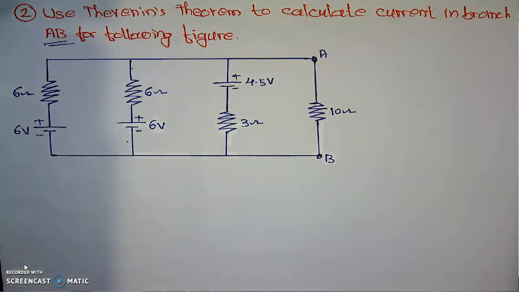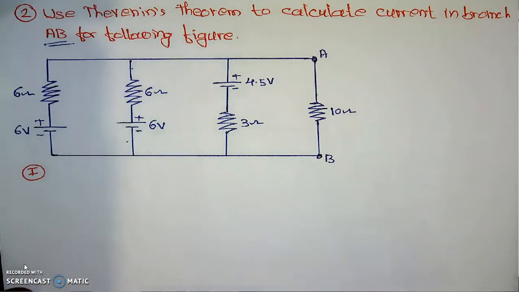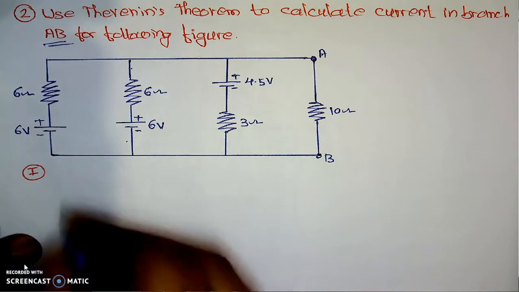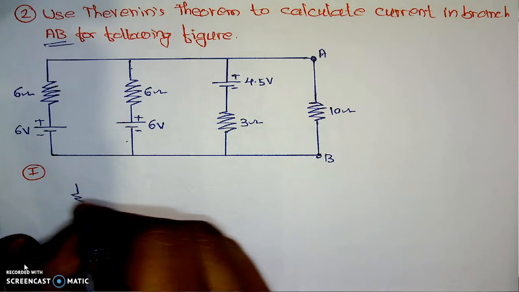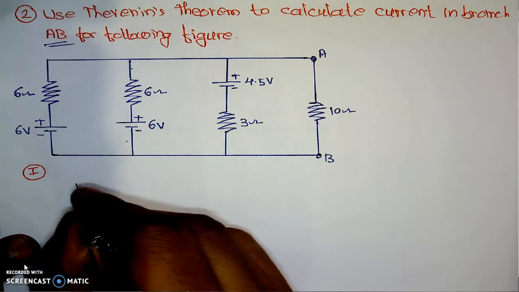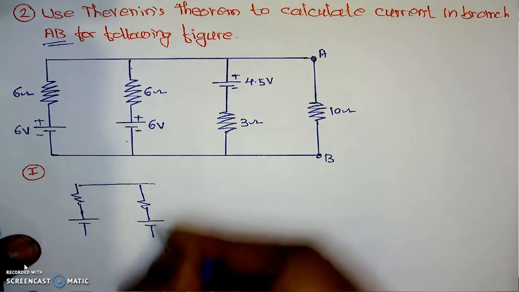Now here we will follow the steps. Step number 1: remove the load resistance and redraw the same circuit. As per Thevenin's theorem, first we will remove the load resistance, redraw the same circuit, and calculate the parameters stepwise. This is the first step.